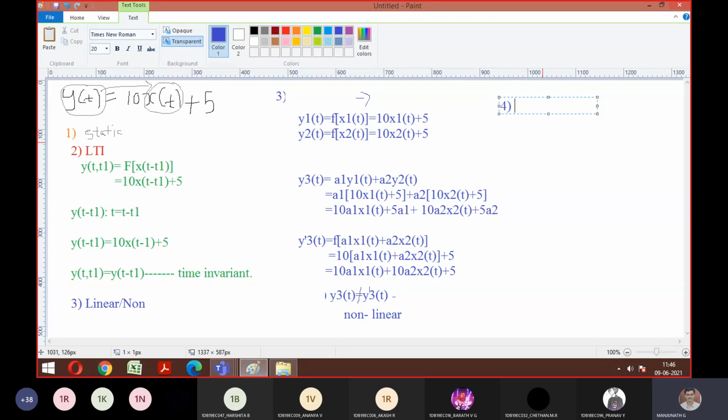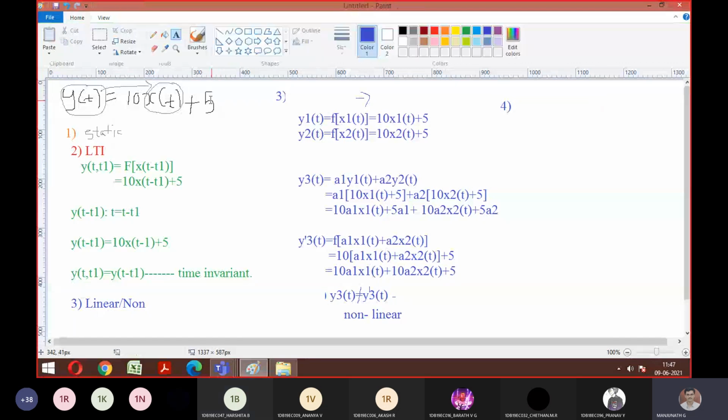How is the output depending on? Non-causal, sir? How come? X of t, y of t, its output depends upon present input, no yaar. See, we should not consider this plus 5. You're not supposed to take this plus 5 or 10. I am worried only about this input, correct?